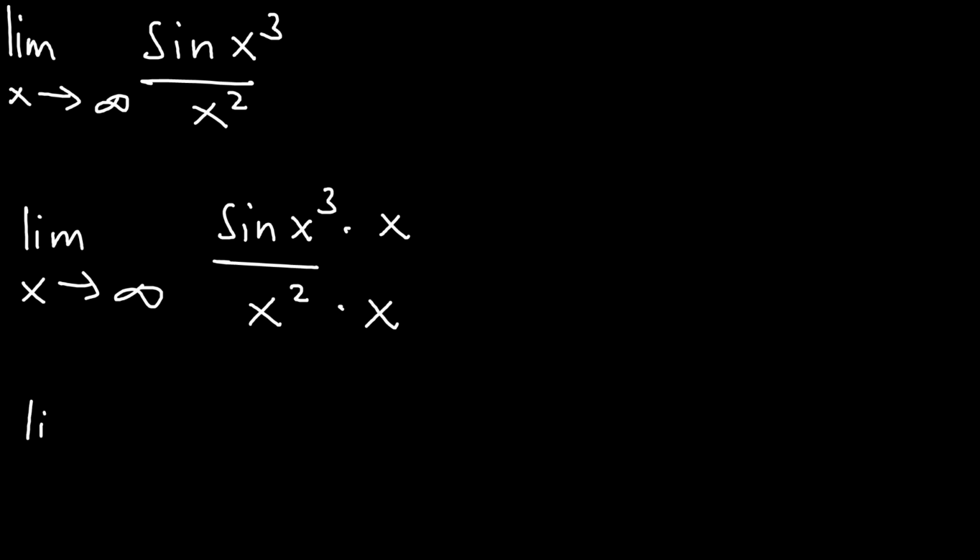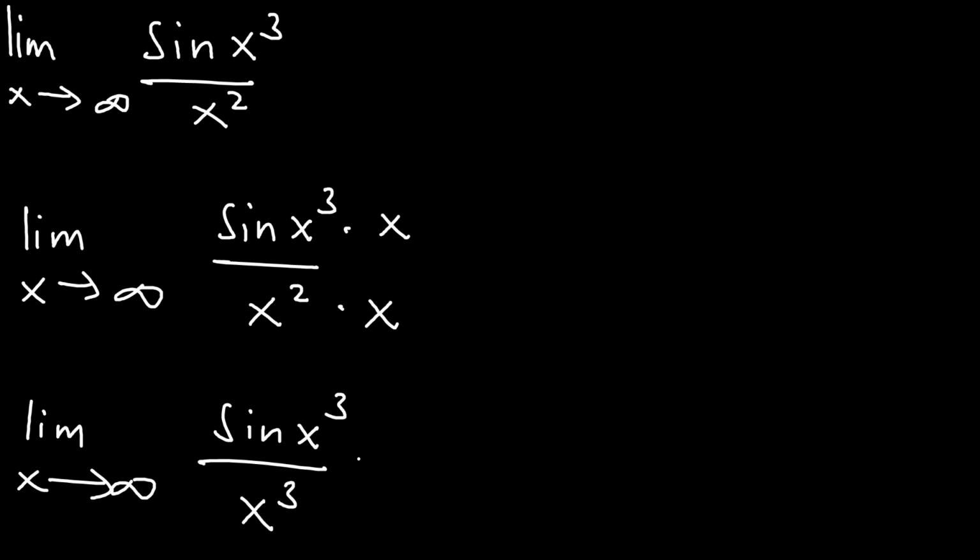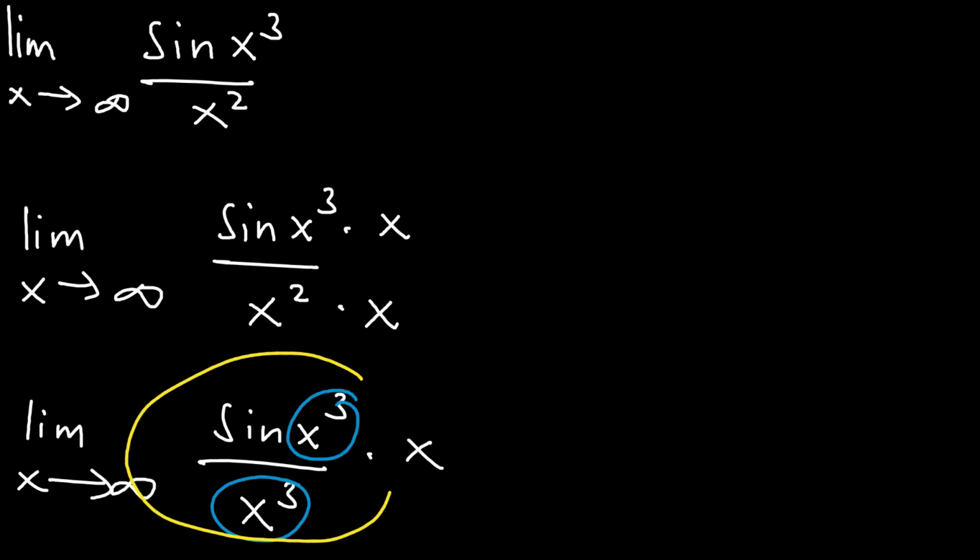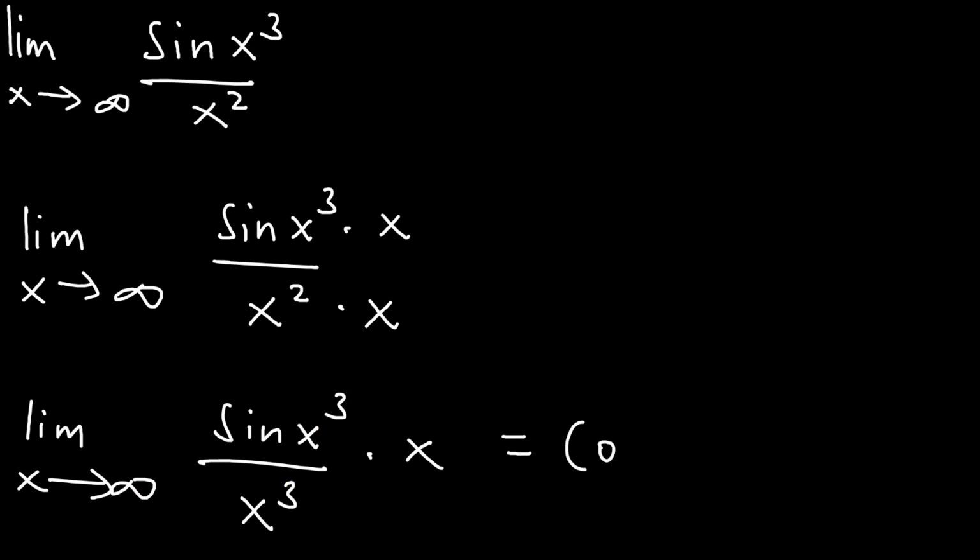And so this will give us the limit as x approaches infinity of sine x to the power of 3 divided by, now x to the power of 2 times x will give us x to the power of 3, and then times x. And as you can see, this is the same as this. Therefore, this part will be equal to 0. So this will give us 0 times, now if we put in x equals to infinity, this will be infinity. 0 times infinity will give us 0. And that's our answer. Therefore, that's how you can solve limits of trigonometric functions.